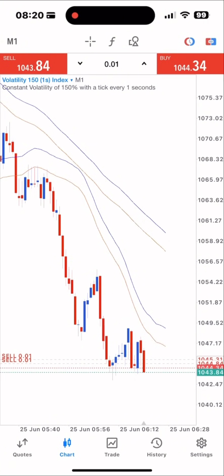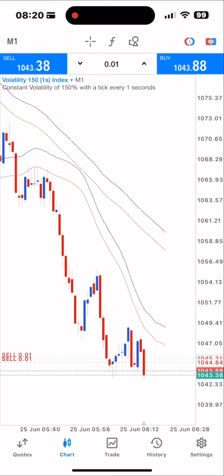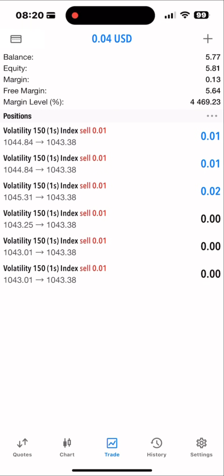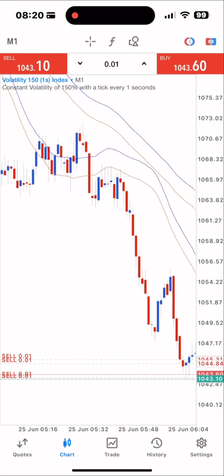So right here I've got volatility 151s, and I want to try to sell because the trend is already going down. It's wise to go with the trend rather than against the trend. So what is really important right now when the trade is going down is just to find a good entry, and then after finding a good entry, you go in favor of the trend.